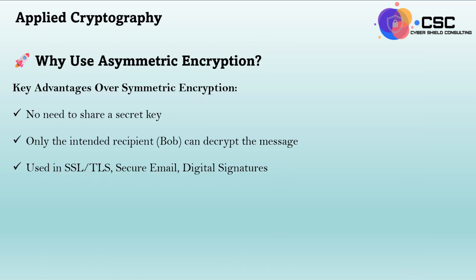Unlike symmetric encryption, where both Alice and Bob must share the same key, asymmetric encryption eliminates the risk of key interception. This technique is widely used in secure web communications using SSL/TLS, Pretty Good Privacy email encryption, and SSH authentication and digital signatures. That completes our demo on asymmetric encryption with OpenSSL. We successfully generated an RSA key pair, encrypted the message with the public key, and decrypted the message with the private key.